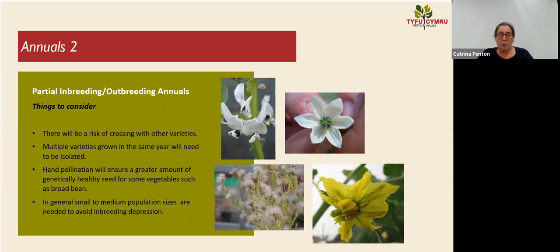Again, how much seed do you want to produce? Population sizes are moderate. They're going to be slightly larger than annual inbreeders. And to give you an idea of range, for lettuce, we would recommend 10 plants. For something like a broad bean or a runner bean, we're talking somewhere between 20 and 30 plants. And so slightly larger populations. But also you need to bear in mind your yield requirements. So 10 lettuce plants, fantastic.